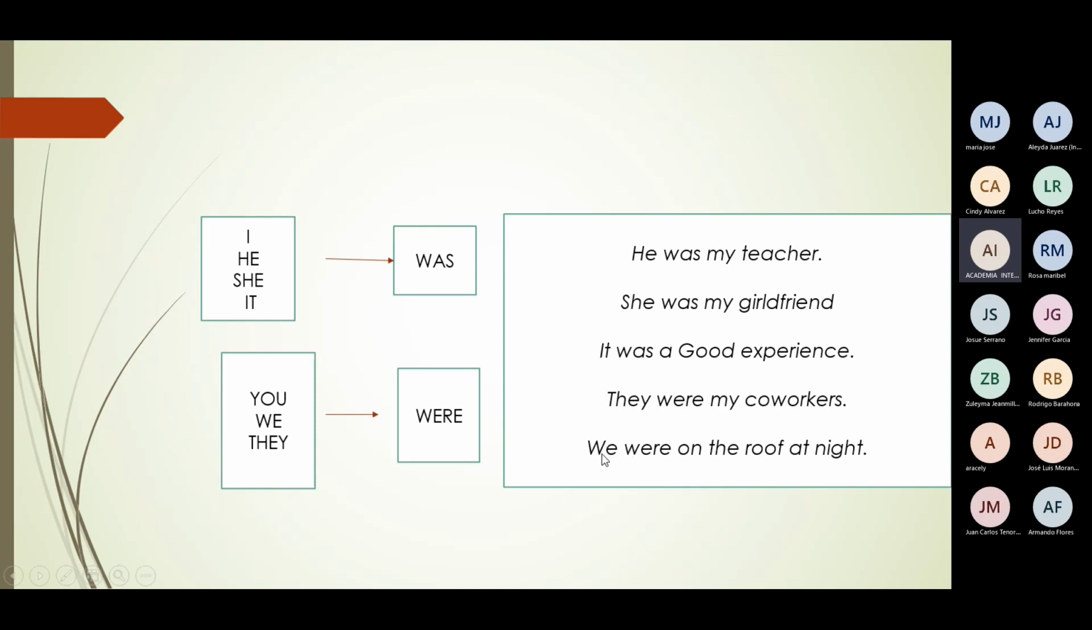Ahora, pongamos la atención nada más a esto. We were, they were, it was, she was, he was. Aquí está. I was, she was, it was. Es la única forma. The only way in which we can use those words. You were, we were, and they were.